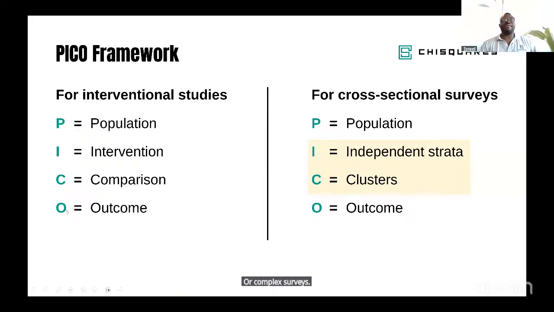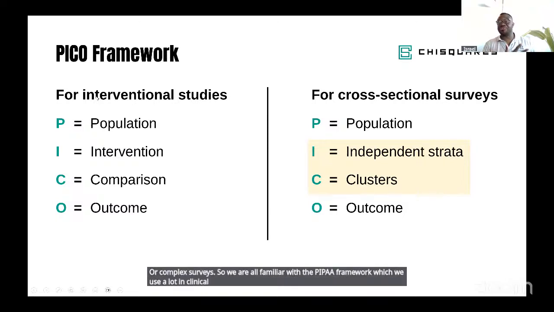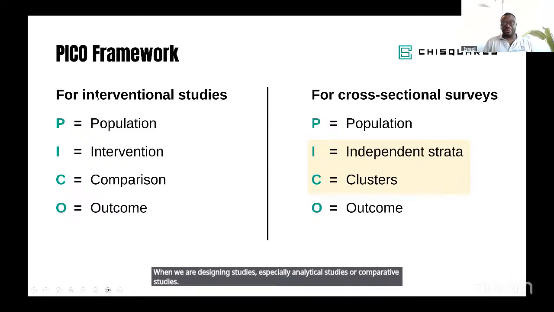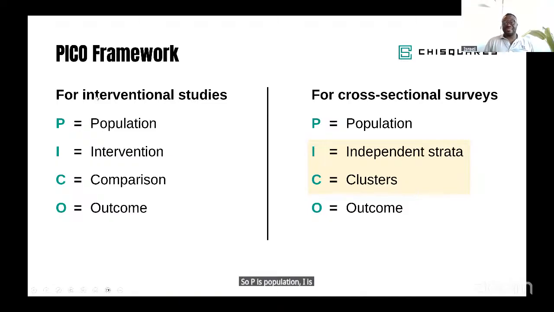So we are all familiar with the PICO framework, which we use a lot in clinical trials or clinical studies in general. So the PICO framework, as we know it, represents the key elements that we need to pay attention to when we are designing studies, especially analytical studies or comparative studies. So P is population, I is intervention, C is comparison, and O is outcome.